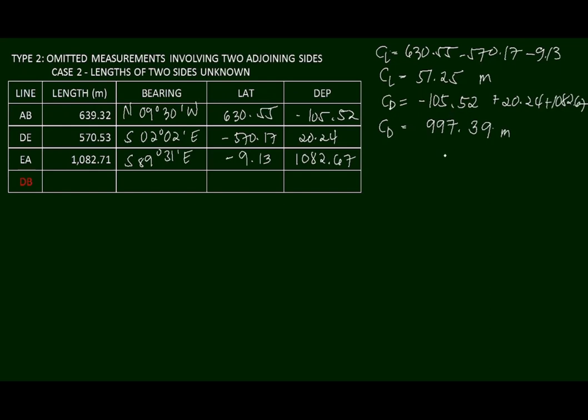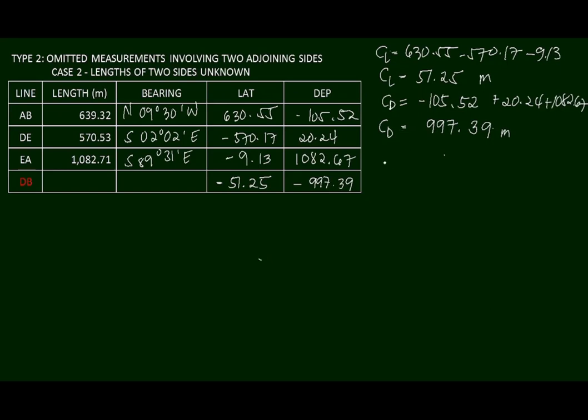Okay? Then, as for the latitude of DB, yung correction sa latitude, I'm just going to copy that one, 51.25. But take the opposite sign. So, that should be minus. And, as for the departure, just copy 997.39. Take the opposite sign, that is minus.